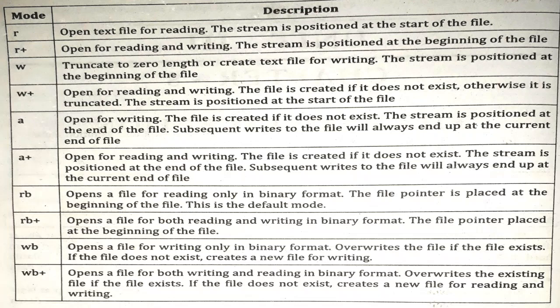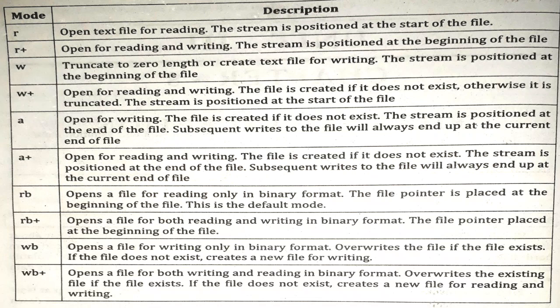Then as we have used W mode, that is write mode, like write mode we have so many other modes also. The first one is R mode. R we use whenever we want to read the content from the file, and the reading will start from the 0 position. That is, from the first line only it will start reading the content. Then we have one more mode, that is R plus. R plus means open for reading and writing. Again the stream is positioned at the beginning of the file. So R plus means we can read the content as well as write the content.